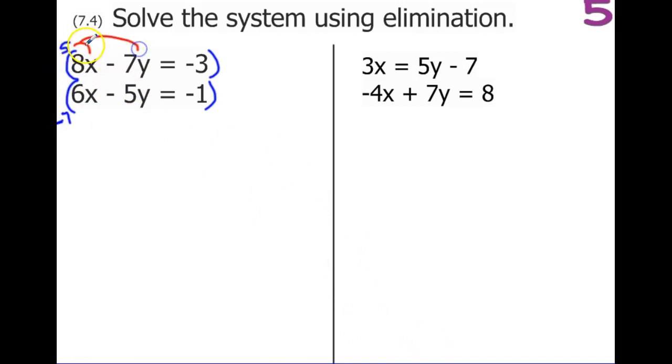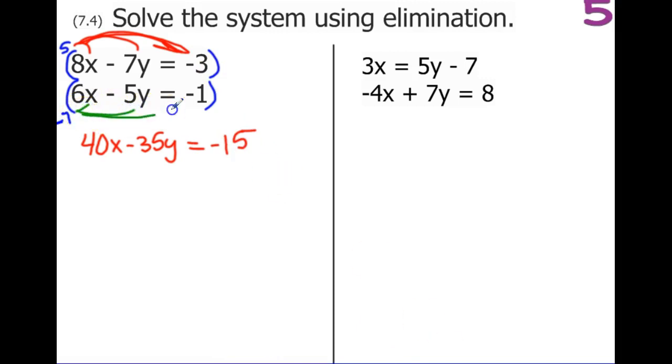So I'm going to multiply all of these by 5. So 8 times 5 is 40x. 5 times negative 7 is negative 35y. Don't forget the third number way over here. 5 times negative 3 is negative 15. On the bottom, everything gets multiplied by negative 7. So 6 times 7 is 42x, but they're negative now because there's a negative. A negative times a negative makes a positive 35y. And again, a negative times a negative makes a positive 7 times 1 is just 7.